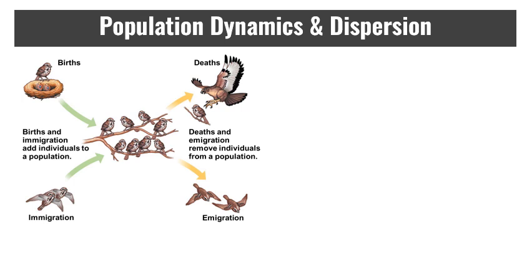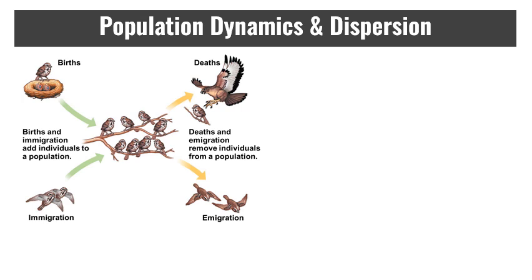A population is a group of individuals of a single species that live in the same general area. Members of a population rely on the same resources, the same environmental factors impact them, and they're likely to interact and breed with one another.